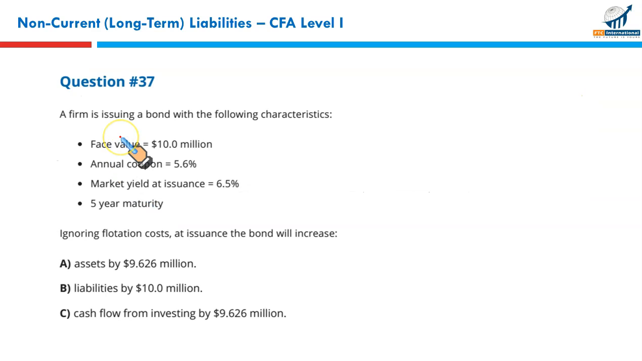Next, a firm is issuing a bond with the following characteristics: face value 10 million, annual coupon 5.6%, which means the payment PMT would be $0.56 million. This is your interest payment. Market yield is 6.5%, that's interest rate per period, and N is 5. We need to calculate the present value. Ignoring flotation cost at issuance, the bond will increase liability by what?